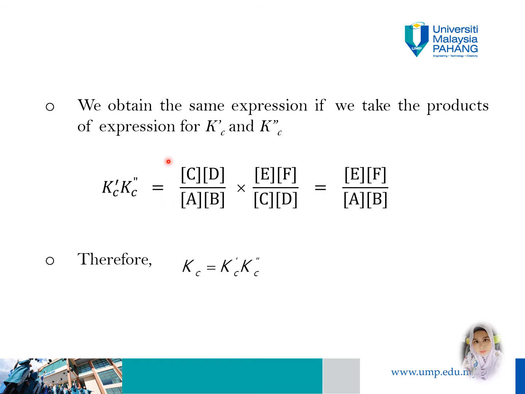Otherwise, we can also obtain the same expression if we take the product of the expressions for Kc prime and Kc double prime, which is Kc prime times Kc double prime, to get the final Kc. So Kc is equal to Kc prime multiplied by Kc double prime.